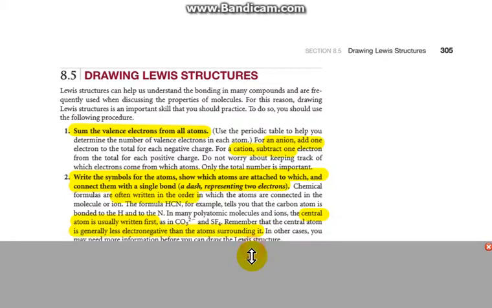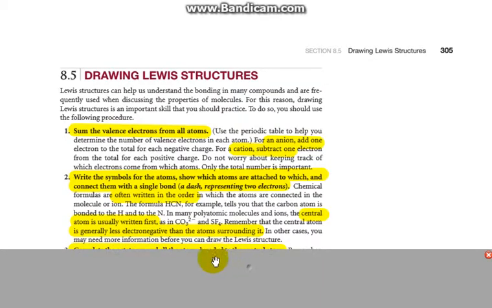Remember, the central atom is generally less electronegative than the atoms surrounding it. So the electronegative atoms surround the weaker one, pulling the electrons away into their area. So a couple of things could be written in order, or use your table of electronegativities to see which is the lowest electronegative atom, and that'll be your central one that you'll be looking at. In other cases, you may need more information, and I will give you hints if I feel that you need it so that you know which way to draw it.